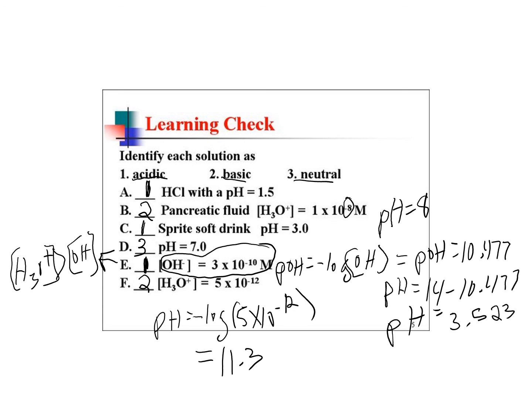Or again, we can look at this number and say, oh, 10 to the negative 12, that's a very small number here for hydronium ion concentration. So that means we have to have more hydroxide ion concentration in this example than we have hydronium ions. And if we have more hydroxide ions, then we have a base. So hopefully that will help as a recap on our acids and bases, being able to classify solutions.